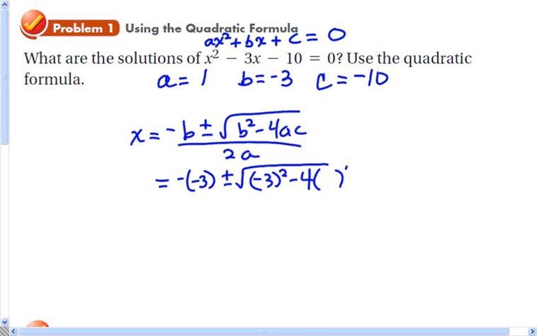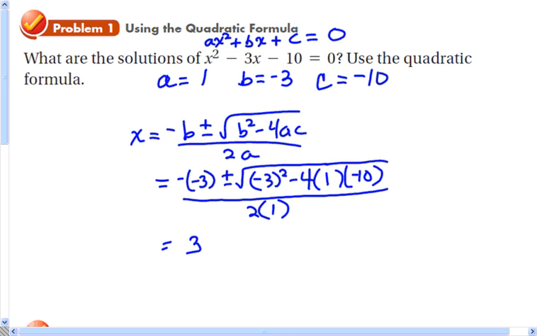And if we just use parentheses for all our substitutions, the signs will not be as much of a problem for us. So 4 times a is 1, and c is negative 10. That whole thing divided by 2 times a, which is 1. All right, let's just simplify as much as we can.